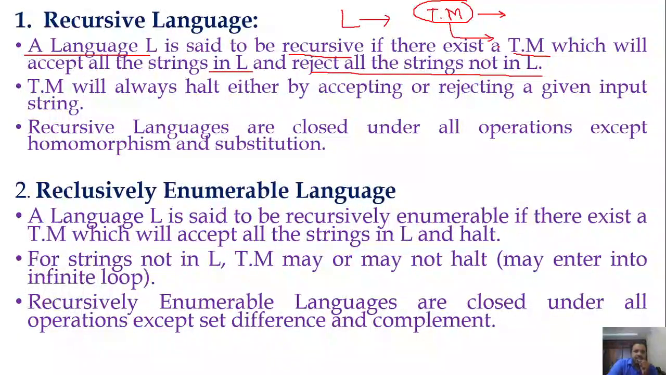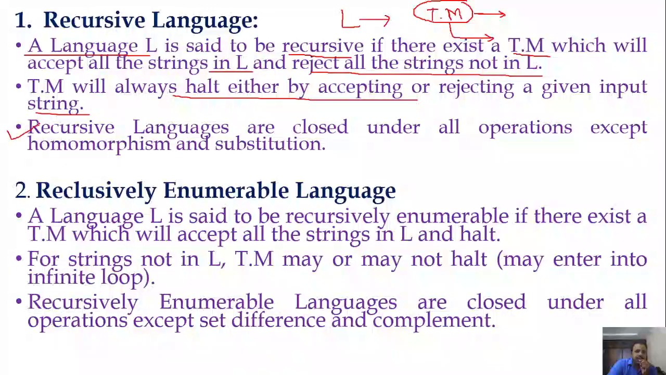And the next point is that in this case the Turing machine compulsorily halts, either by accepting the input or by rejecting the input. So the Turing machine will always halt, either by accepting or rejecting the given input string.